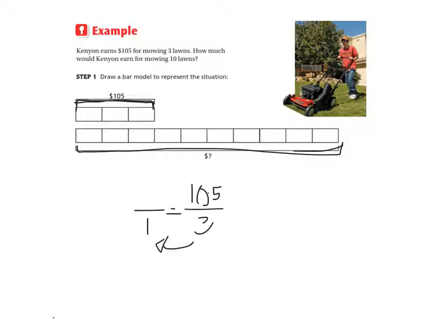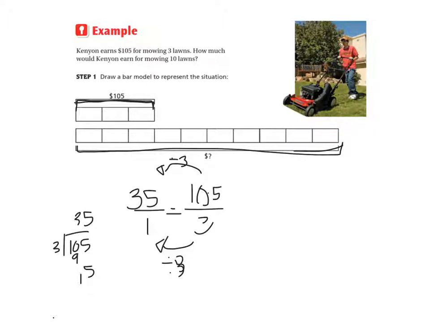We're going to divide by 3. So this is review from yesterday. So 105 divided by 3, that's like 35. So that means that for every lawn he mows, he gets $35, which that's some pretty good money.